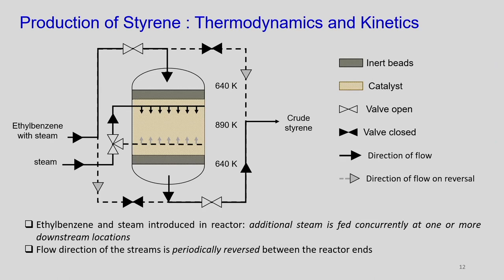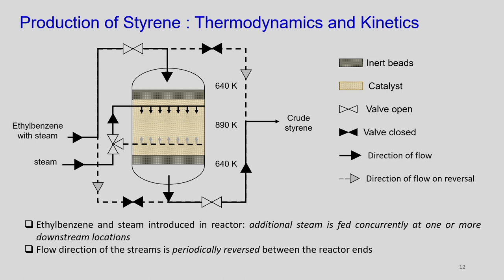So, what is the improvement in the process? That is the production using the reverse flow reactor with periodic flow reversal. Again, it is the same thing, only the first cycle.